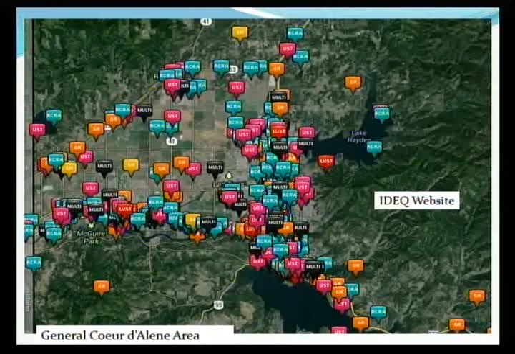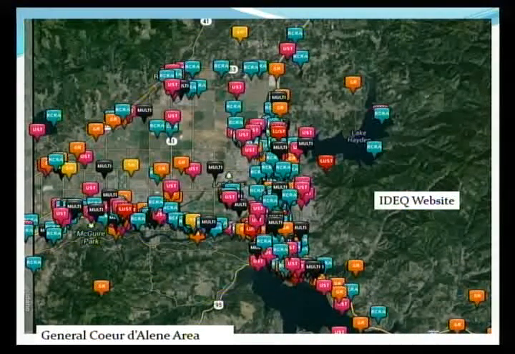This is just a portion of a statewide map taken from the IDQ website that identifies specific sites, and this happens to be in the Coeur d'Alene area, where contamination actions have been taken. And I won't attempt to identify the different colors of flags, but they represent different kinds of actions and contaminant sources. But the point is, it's widespread.